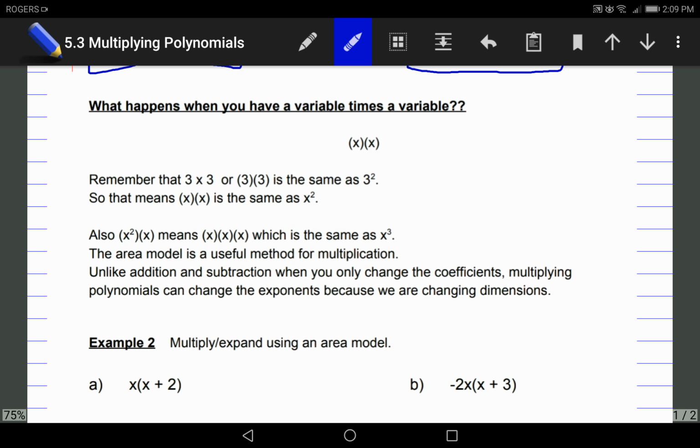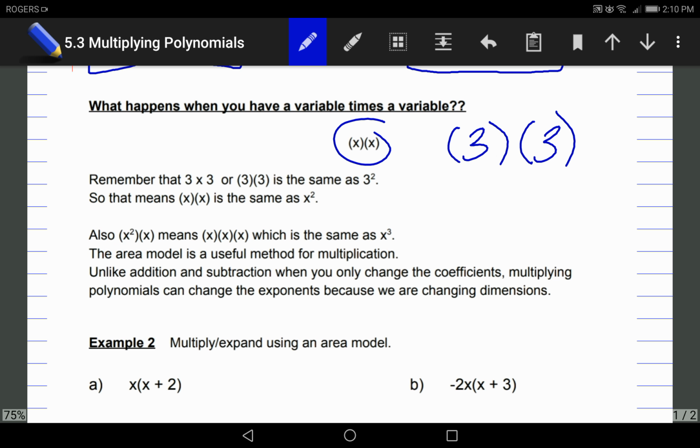So watch this now. How would you do, let's say you had x times x. What would that equal if you had x times x? Well, let's forget about using x's right now, and let's say that we had 3 times 3.